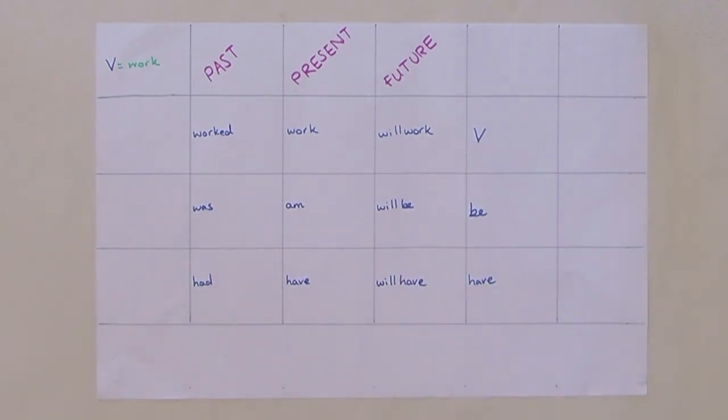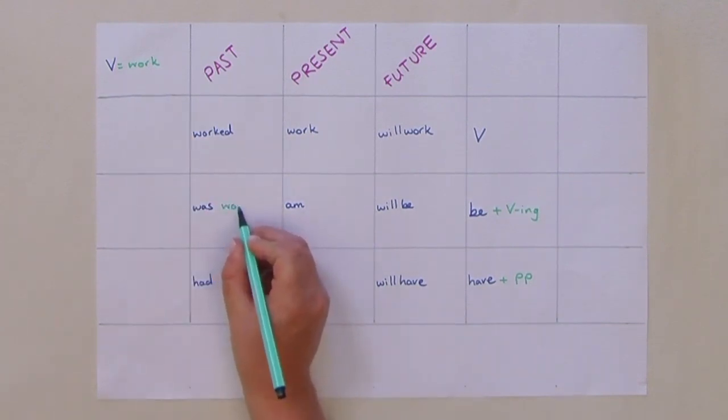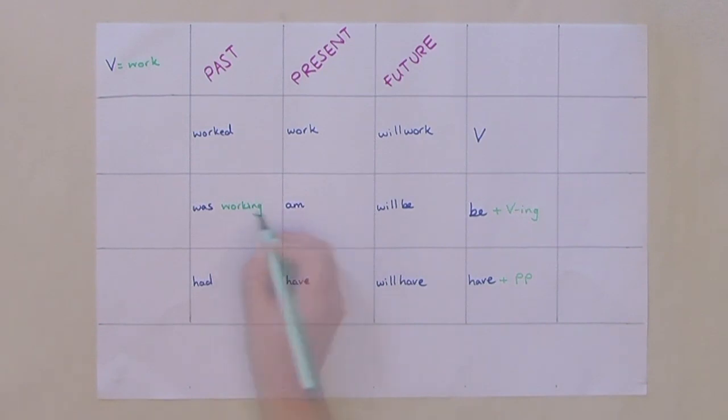Okay, now for the magic. We're going to add ing to be and the past participle to have, still using our regular verb work. This gives us I was working, I am working, I will be working.